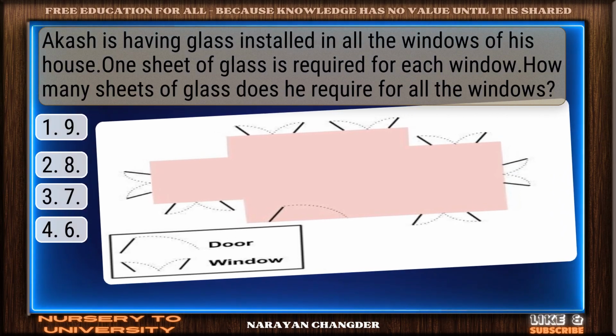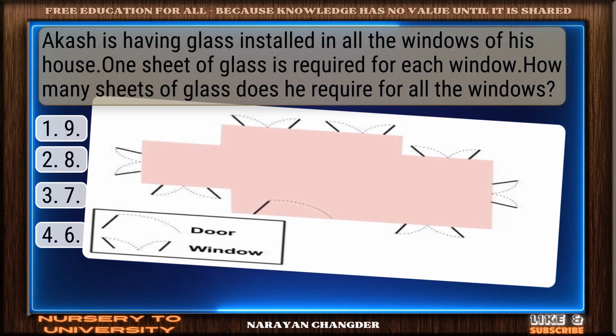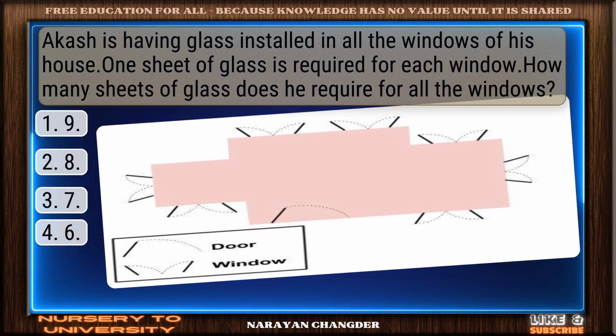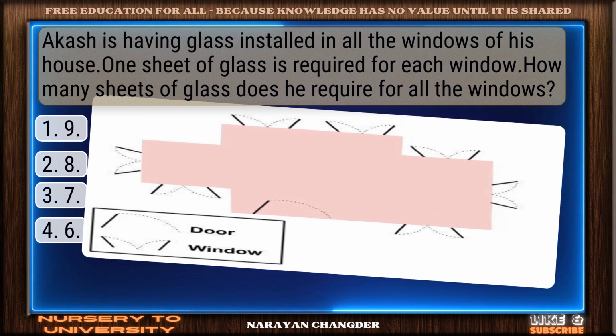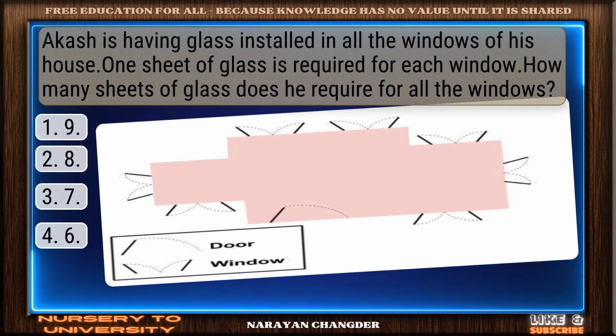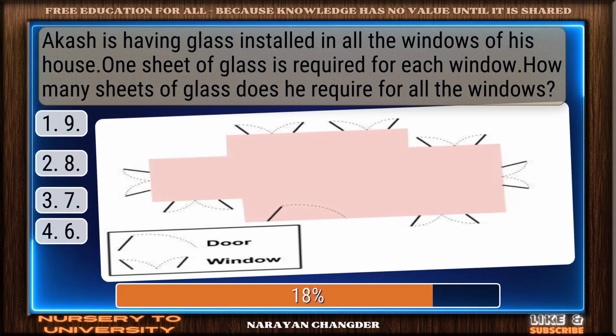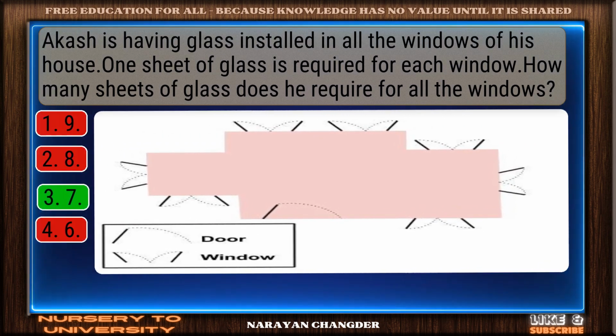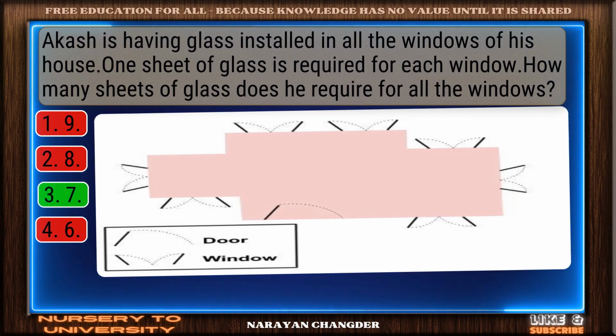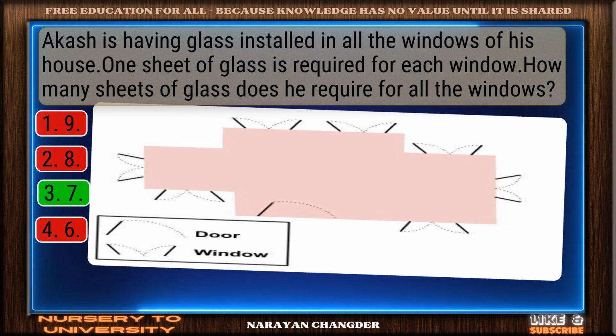Akash is having glass installed in all the windows of his house. 1 sheet of glass is required for each window. How many sheets of glass does he require for all the windows? Excellent choice. Ten is the right answer.